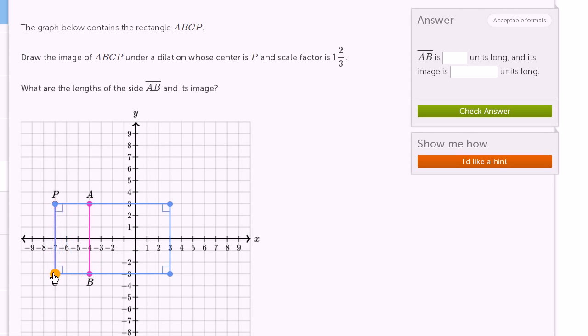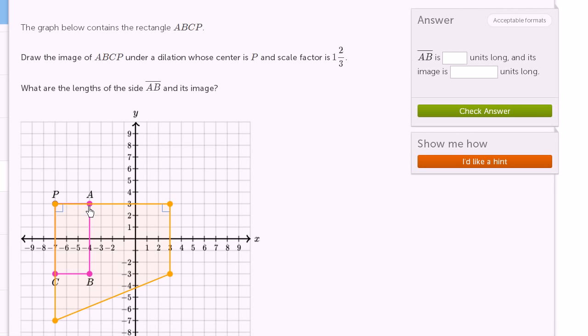Now, point C is going to be 1 2/3 times as far as it is right now. Right now it is 6 away. Its x coordinate is the same as P's, but in the y direction, P is at 3 and C is at -3, so it's 6 less. We want it to be 1 2/3 times as far away. So what's 1 2/3 of 6? Well, 2/3 of 6 is 4, so 6 plus 4 is going to be 10 away. So 3 minus 10 gets us to -7. So that gets us right over there.